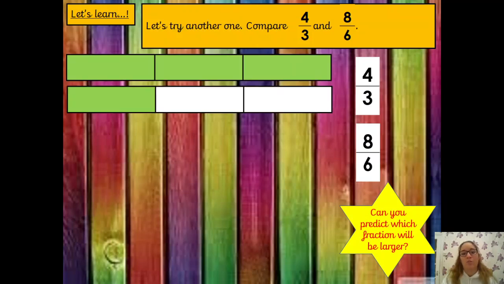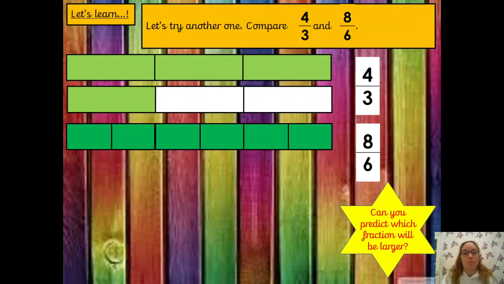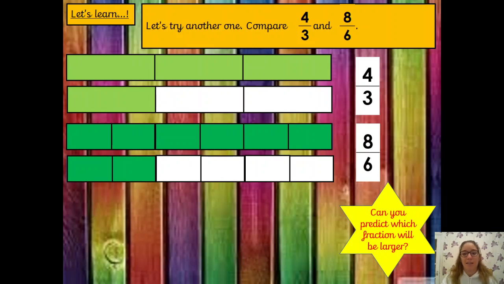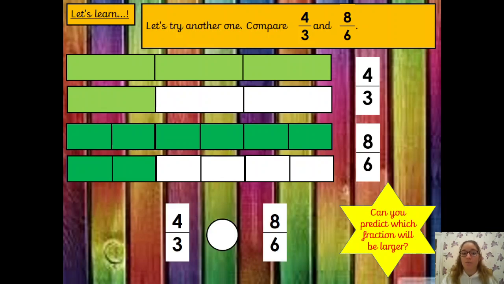Here is our 4/3. We've divided our bar model into 3 equal parts because that's our denominator, and we have shaded 4 of them. And then we've got 6 equal parts for our second fraction, because our denominator is 6. We've shaded 8. What do you notice? Hopefully you'll notice that 4/3 is equal to 8/6, because the same amount is shaded. So again, if we change that to an equivalent fraction, it would be 8/6 if we times both the denominator and numerator by 2.